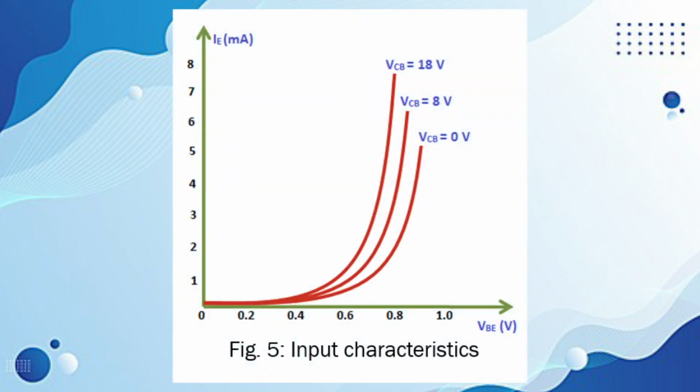Input characteristics. Figure 5 shows the input characteristics of the BJT when the output voltage V C B is increased from 0 volt to a certain voltage level, 8 volt. The emitter current flow will increase, which in turn reduces the depletion region width at the emitter junction. As a result, the cut in voltage will be reduced. Therefore, the curve shifts towards the left side for higher values of the output voltage V C B.